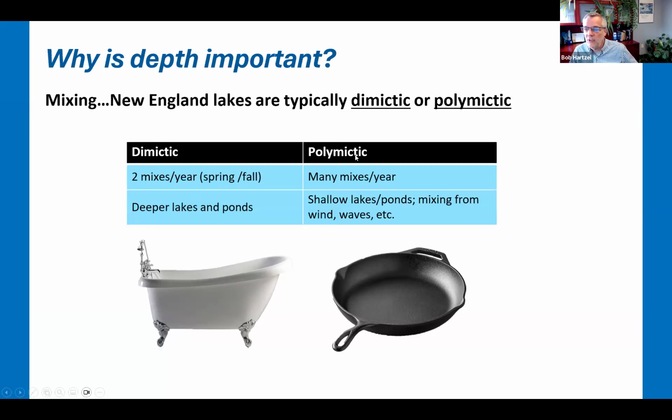Polymictic lakes are the lakes that are shallower, and it's that shallow depth that allows them to mix often many times per year. A big wind event can be enough to mix up a shallow lake. And that's mixing from wind and wave. And as I mentioned before, even a high-powered outboard motor on a boat can be enough, in some cases, to mix a lake from top to bottom as it's moving around.